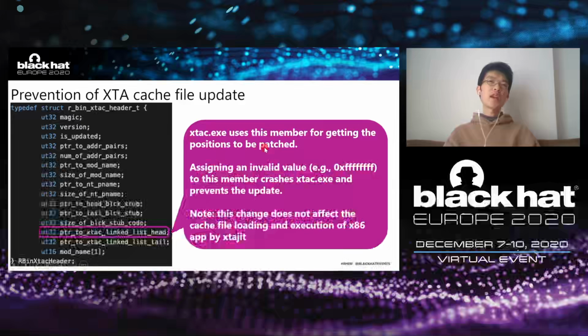But this update process can be prevented by modifying the cache file header. XTAG uses a pointer in the linked list head member to get the position to be patched. So assigning an invalid value to this member crashes XTAG and prevents the update of the XA cache file. I note that this change does not affect the cache file loading and execution of the x86 application by XAJIT. So although an invalid value is assigned to this member, XAJIT can load this XA cache file.